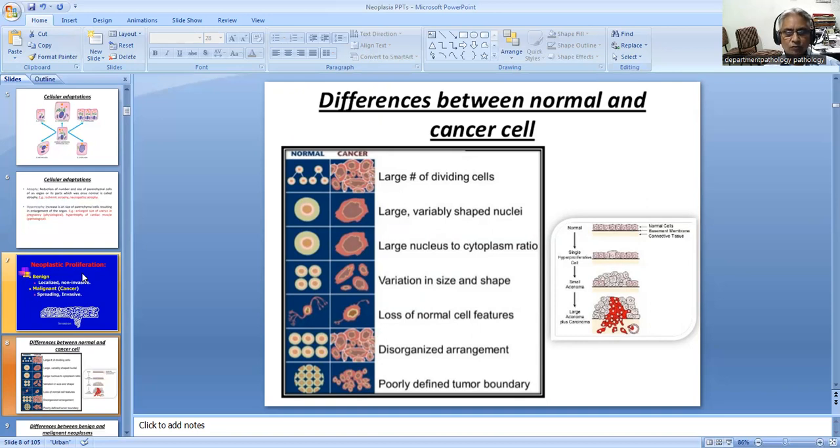And the fourth most common feature which you find in a cancer cell is that there is a variation in the size and shape of the cells, and the normal features and functions of cells are lost. And one more thing, normally cells are organized in a particular pattern, but in this, that particular pattern is lost, and this is a disorganized arrangement of the cells. And cell boundaries are poorly defined in the case of malignant cells. So this is how malignant cells differ from the normal cell.